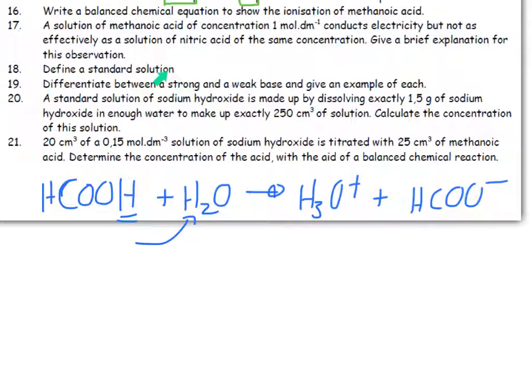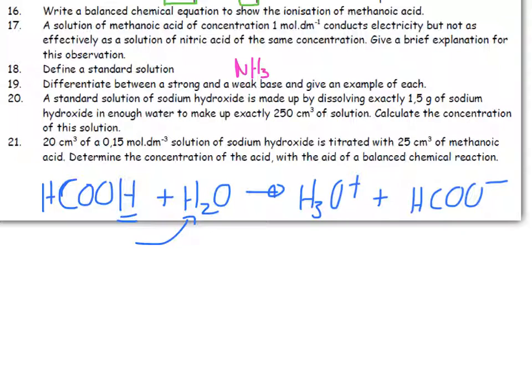Define a standard solution. Bookwork, it is a solution of known concentration. Differentiate between a strong and a weak base and give an example of each. A strong base will dissociate very effectively in water, making lots of ions, whilst a weak base will dissociate poorly in water, making few ions. There's one weak base that doesn't dissociate, that is your ammonia.